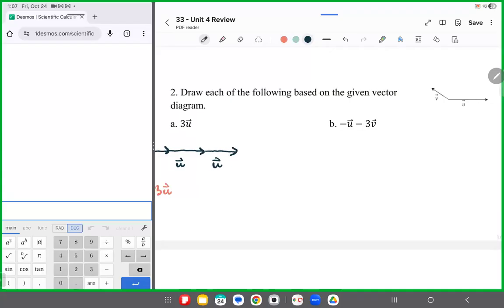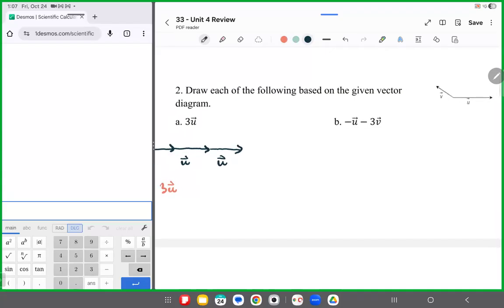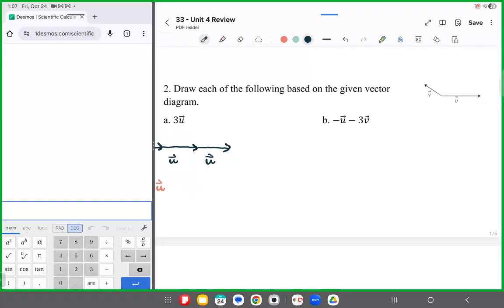And we claim that this is going to be three vector U's. And the other one we need is a negative vector U followed by negative three vector V's. So that means we need the opposite. We'll start off with the opposite of vector U. So we'll draw a horizontal arrow, draw the arrow on the other side. So this is a negative vector U. And then we need three vector V's. So that's instead of going towards the northwest, we're going to go towards the southeast instead. So that'll be 1, 2, 3. So that'll be three negative vector V's.